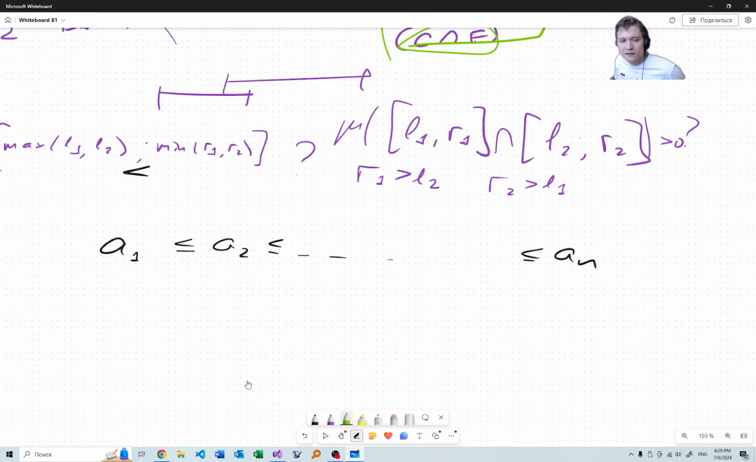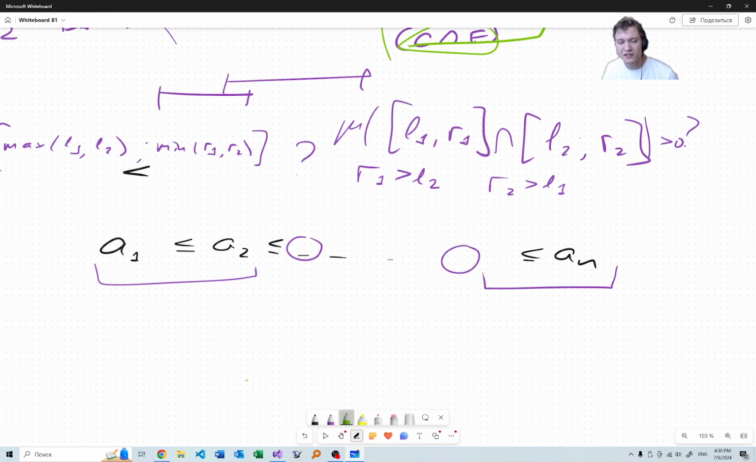In these terms, if we remove some elements, then the minimum of the residual sequence is just the leftmost non-removed element, and the maximum is the rightmost non-removed element. Okay? So notice that you always want to remove several first elements and several last elements. Because assume that you didn't. So this is the leftmost non-removed element, and this is the rightmost non-removed element.